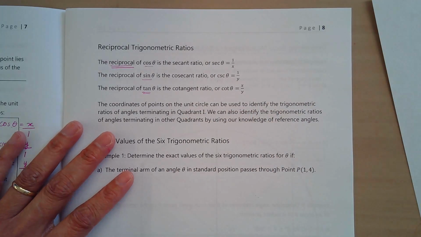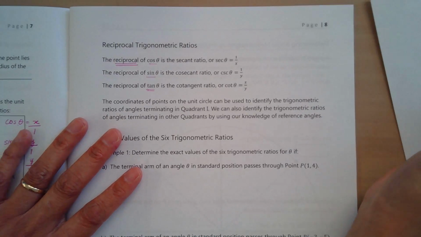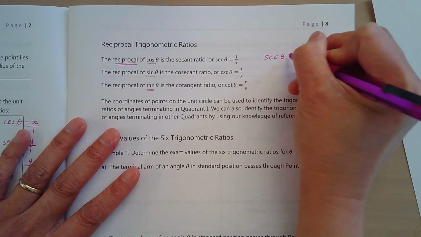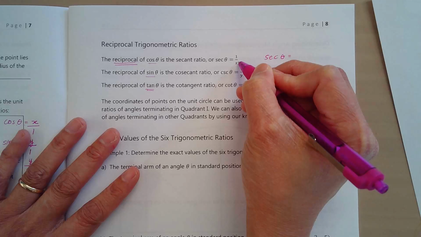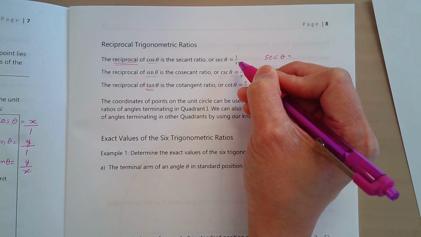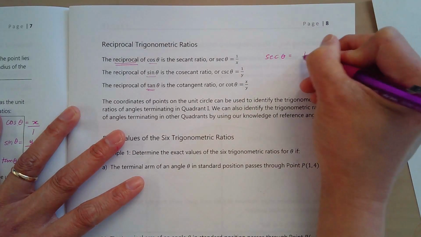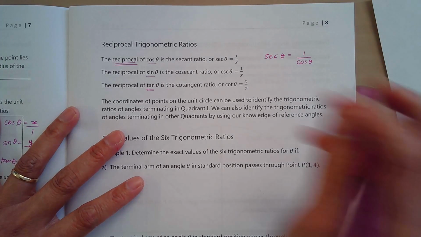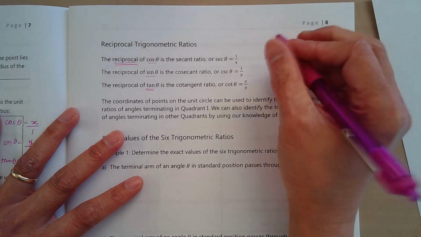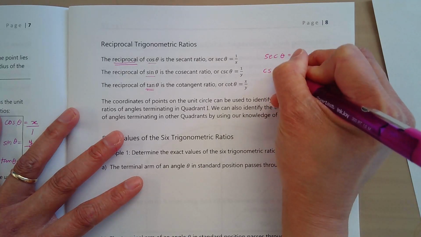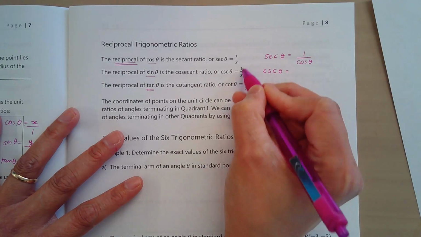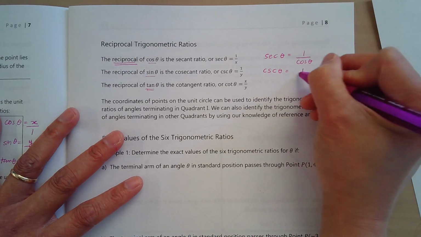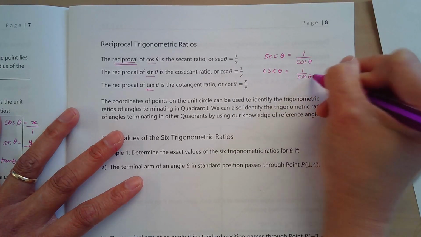We're going to see this again; it's called trig identities. So secant theta is equal to 1 over x. Well, what is x again? x is cos, so 1 over cos theta. Yes? Now, what about cosecant theta? Cosecant theta is 1 over y. What is y? Sine. So it's 1 over sine theta.